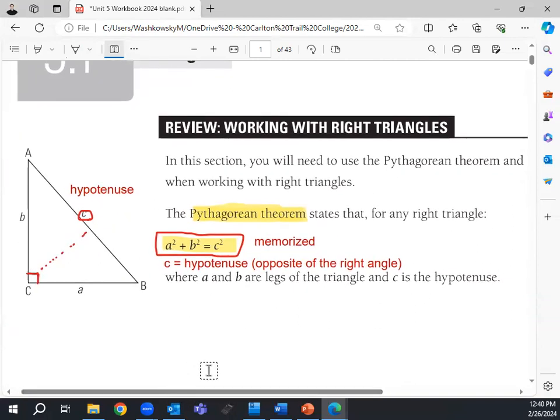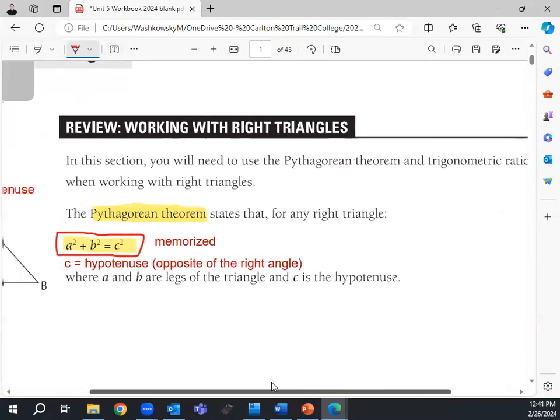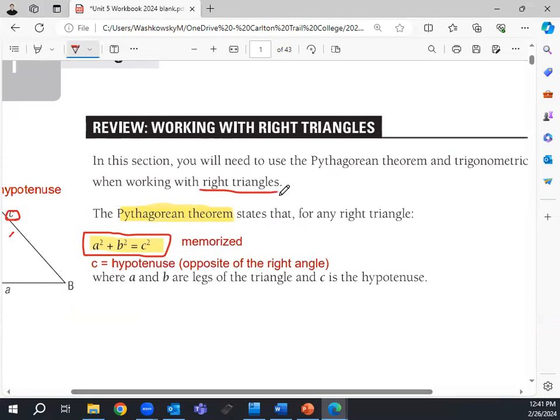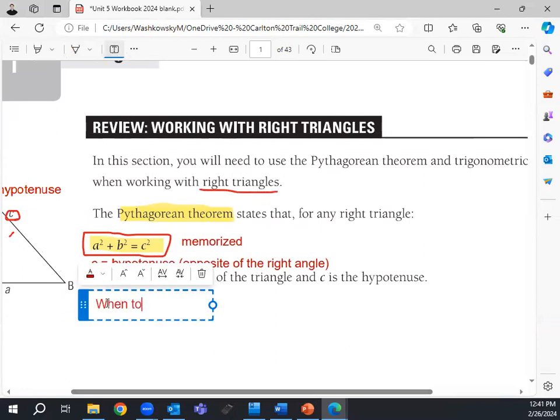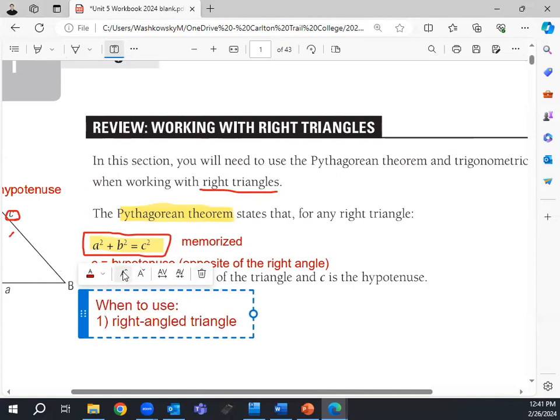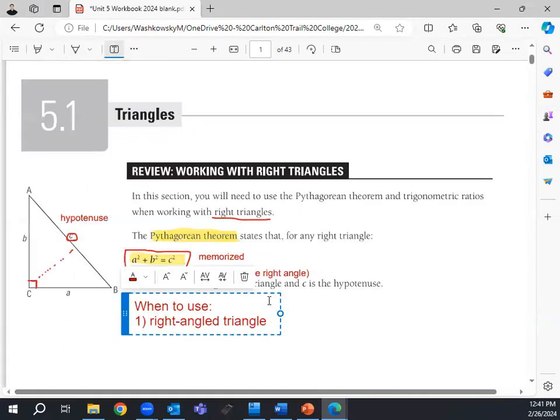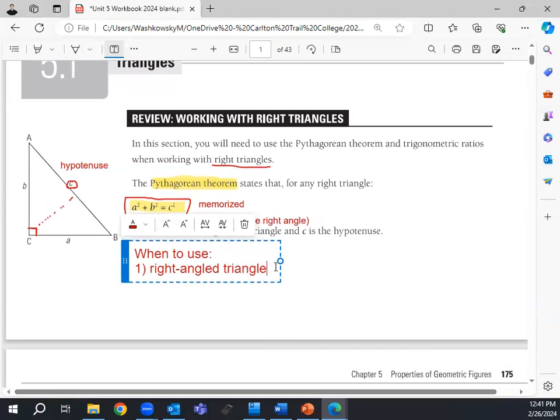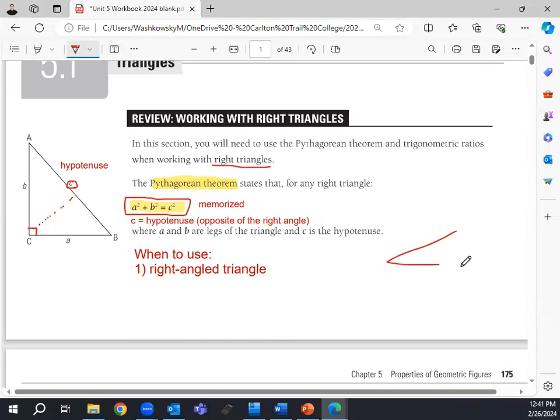So when do we use Pythagoras? We use Pythagoras under two circumstances. One is always with a right angled triangle. It will not work for non-right angle triangles. So if I give you a triangle that's like this, that does not have a right angle in it, it's not going to work.